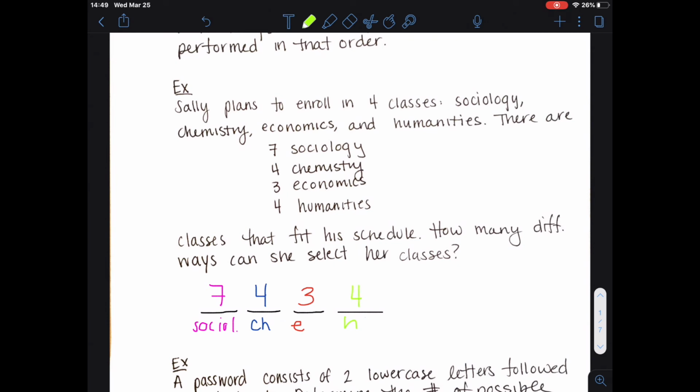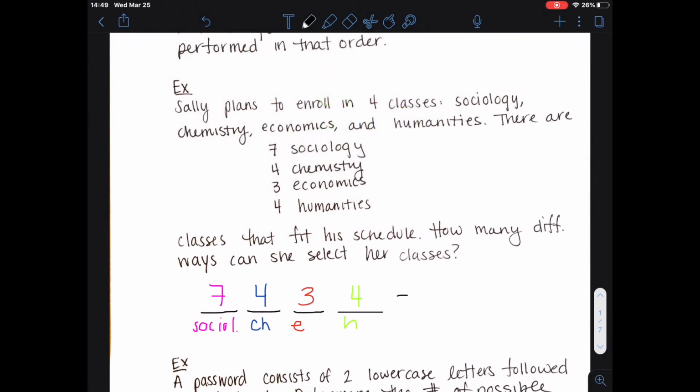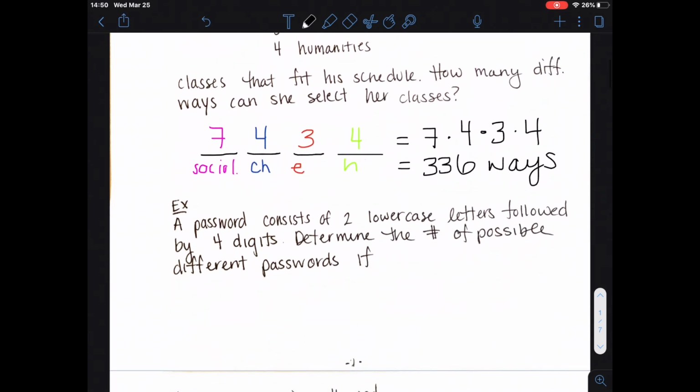So for each of these events, if we want the total number of combinations, we just multiply them together. There are 7 possible outcomes for the first event, 4 for the next, 3 for the next, and 4 for the last. So in total, she has 336 different possible ways she can pick her classes. Pretty much, to find the number of ways you can perform something, you've just got to figure out how many possibilities there are for each part. So let's look at another example.